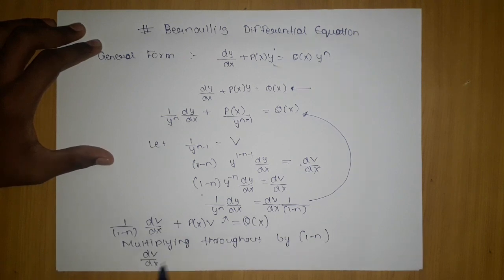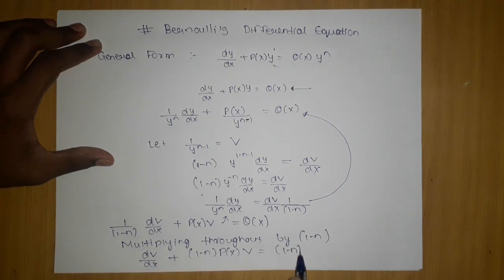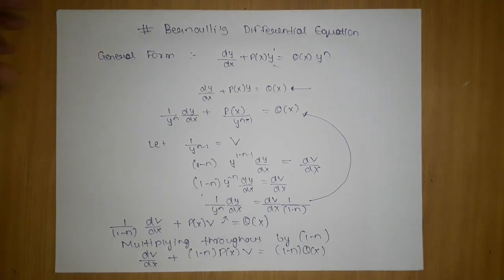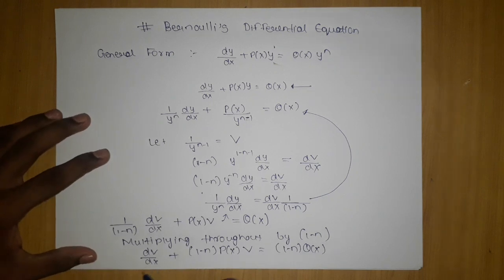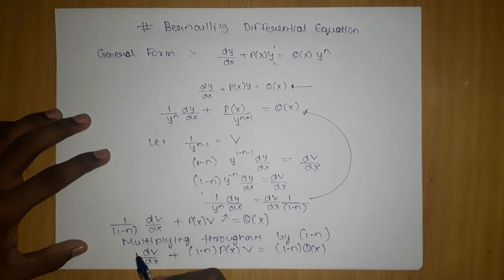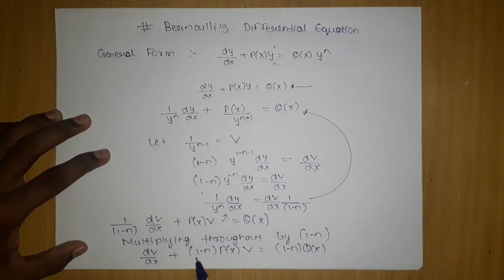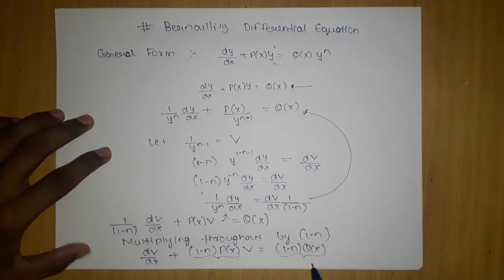dv by dx plus (1 minus n) into p of x into v equals (1 minus n) into q of x. Okay, so we are getting this. Now you can clearly see that this is a linear differential equation which can be easily solved because its coefficient is 1. Here (1 minus n) into p of x, this whole will act as your p of x.